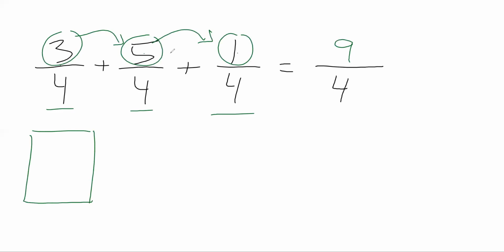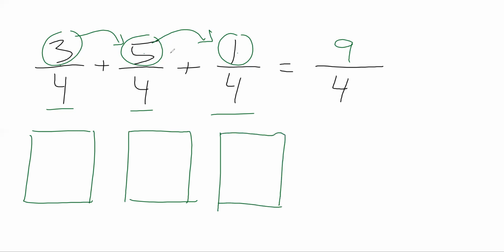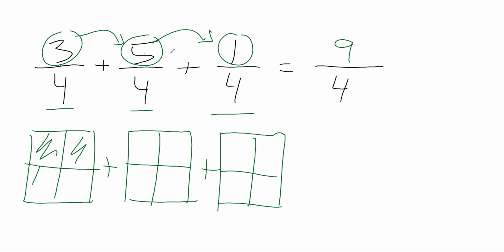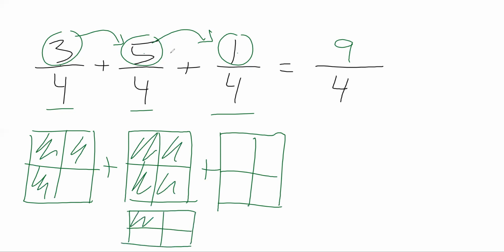Just to prove that this works, let's model it again. So this time I need 3 models. I'm going to add these together. They're all fourths. So this is 1, 2, 3 of them. This is 5 fourths up here. That's 1, 2, 3, 4. I guess I need one more, 5. And this is 1 right here.